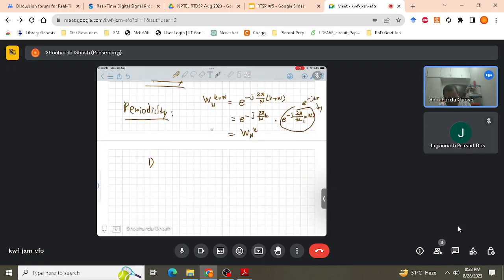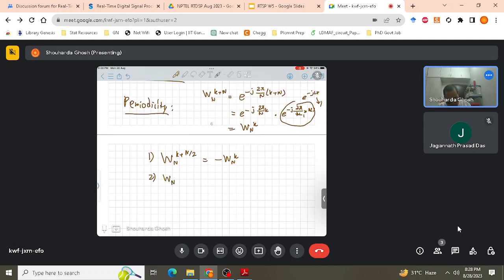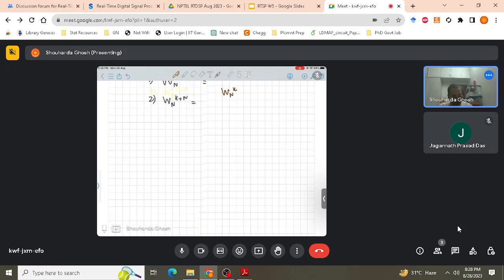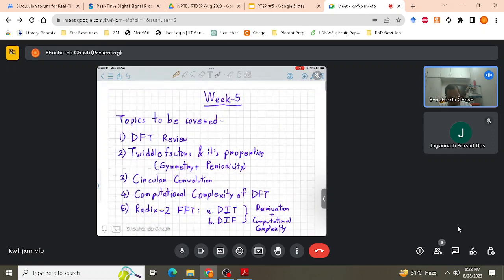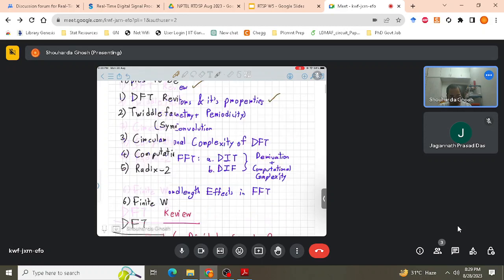So what did we learn? WN of k plus N upon 2 is minus WN of k, and WN of k plus N is WN of k. So these are two important facts about the twiddle factor. Now what I had mentioned in my plan: DFT review has been done. We have talked about the twiddle factor and its properties. Now we shall talk about circular convolution.